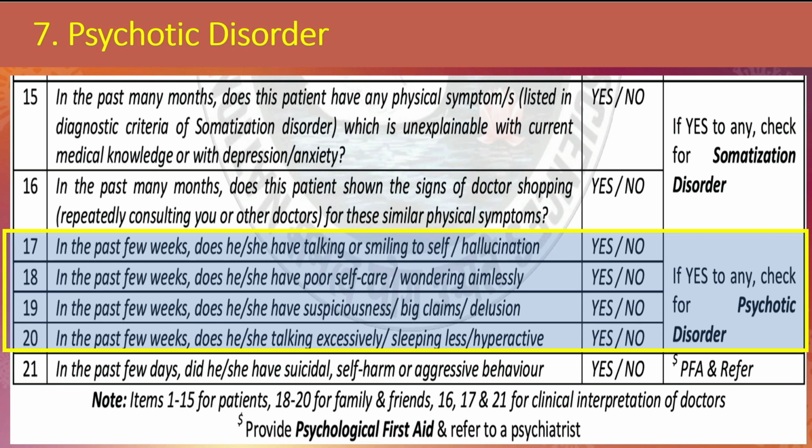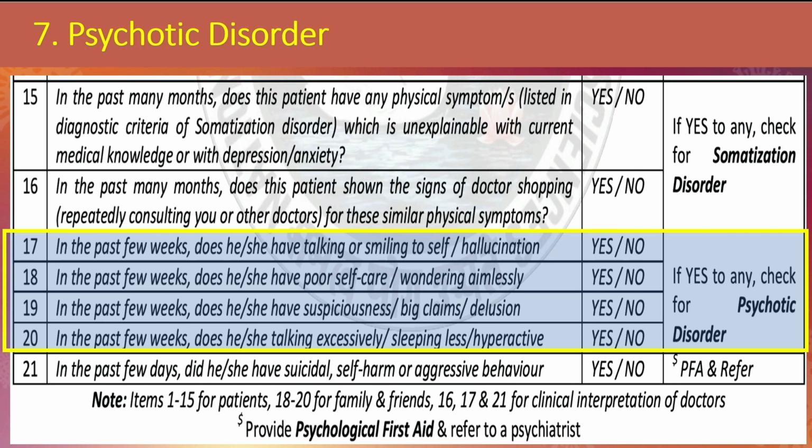Question number 17: in the past few weeks, does he or she have talking to self, smiling to self, or hallucinating? Question number 18: in the past few weeks, does he or she have poor self-care, wandering aimlessly, or roaming around? Question number 19: in the past few weeks, does he or she have suspiciousness, big claims, or delusion? Question number 20: in the past few weeks, does he have talking excessively, sleeping less, hyperactivity, dancing?